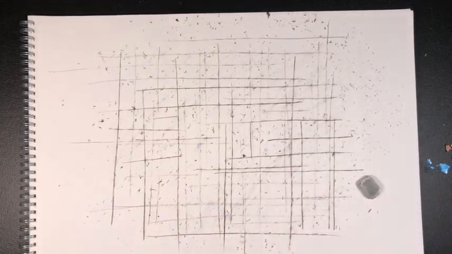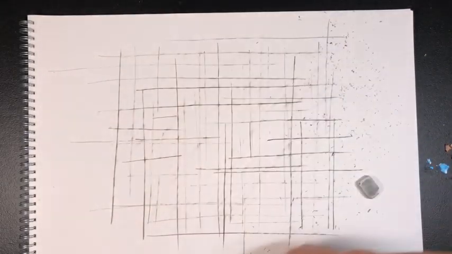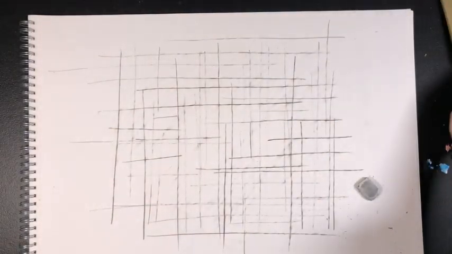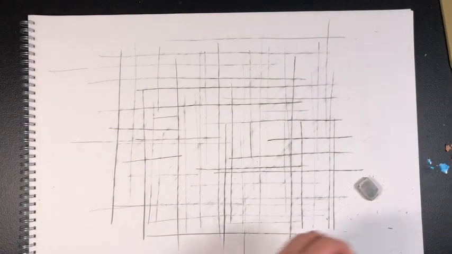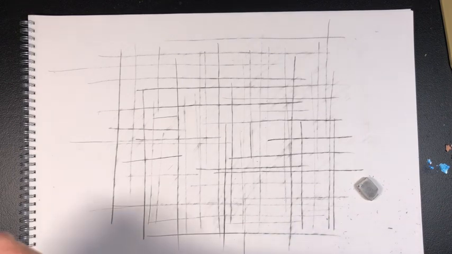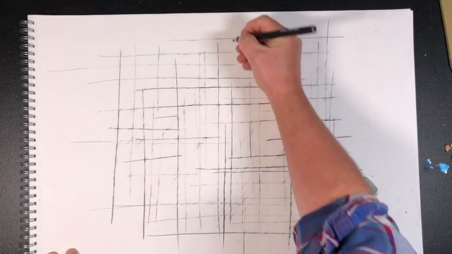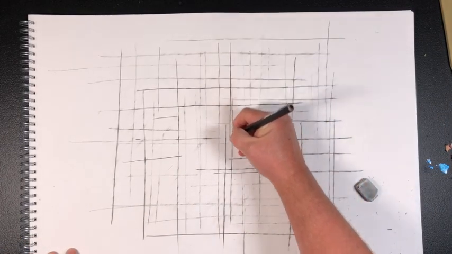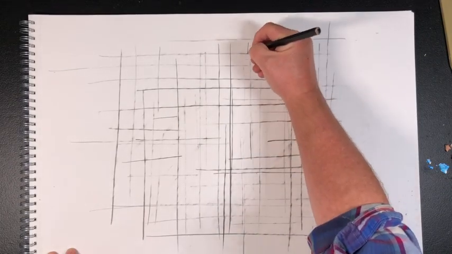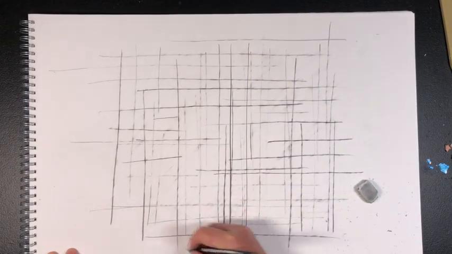Let me get my brush. There it is. Brush it off. And then start over. Do more. And again, this is a very abstract composition that helps you explore line, how to use line, how to create space with line.